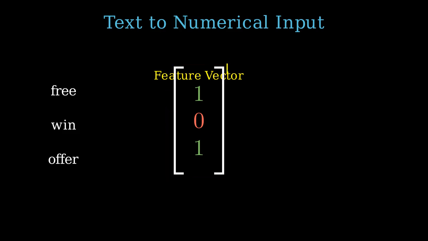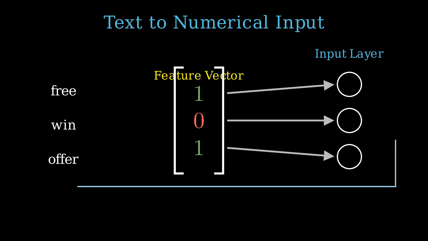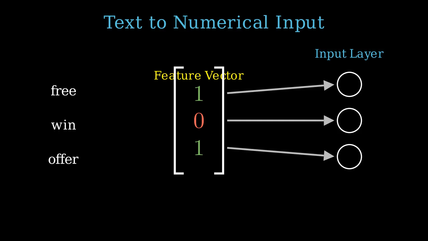offer is present. This gives us a simple input vector of 1, 0, and 1. This numerical snapshot is what the input layer of our network actually sees. Each position in this vector tells the network whether a specific indicator of spam has been detected in the raw data. By converting text into these binary signals, we create a foundation for the mathematical operations that follow.